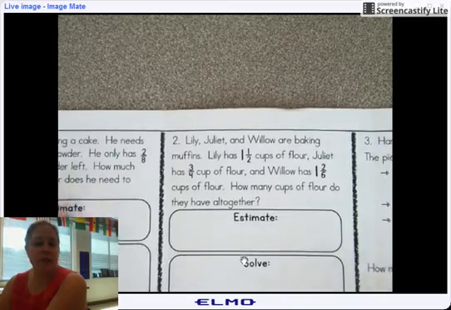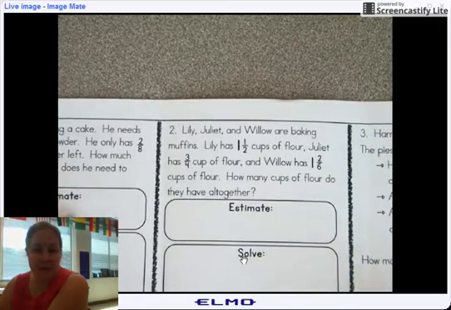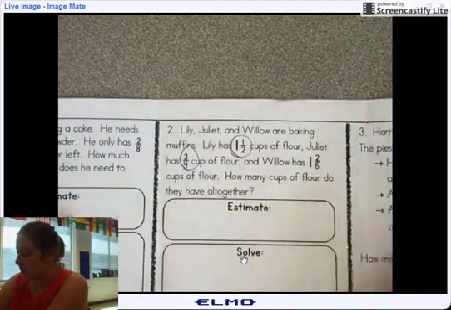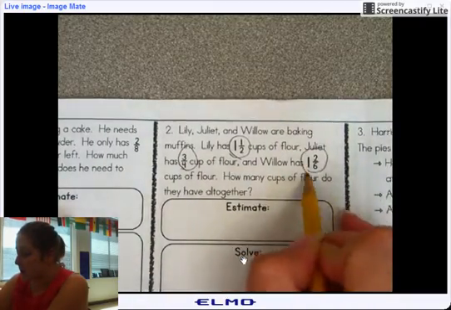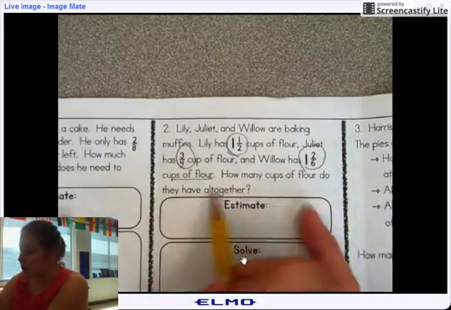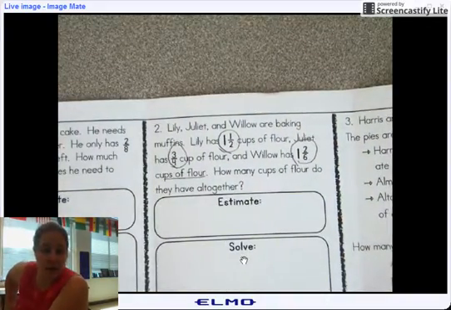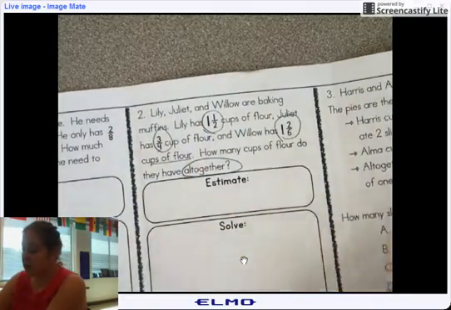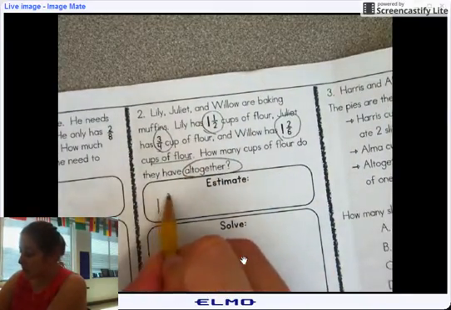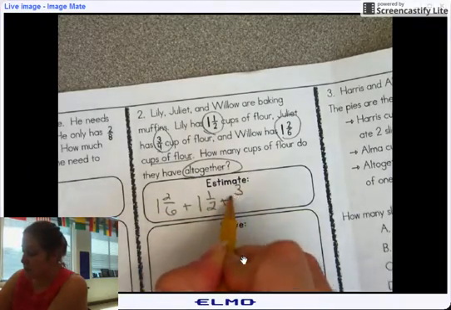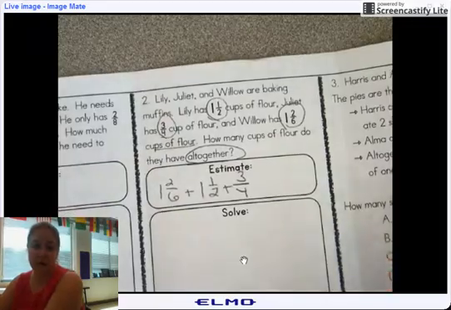Okay. Over here, Lilia, Juliet, and Willow are baking muffins. Lilia has 1.5 cups of flour. Juliet has 3/4 cups of flour, and Willow has 1 2/6 cups of flour. How many cups of flour do they have all together? Think about it, it's all together. So it should be addition. So 1 2/6 plus 1 1/2 plus 3/4. Remember, your estimate doesn't have to be anywhere near that.